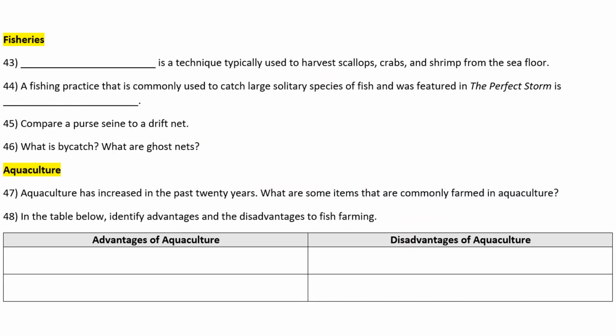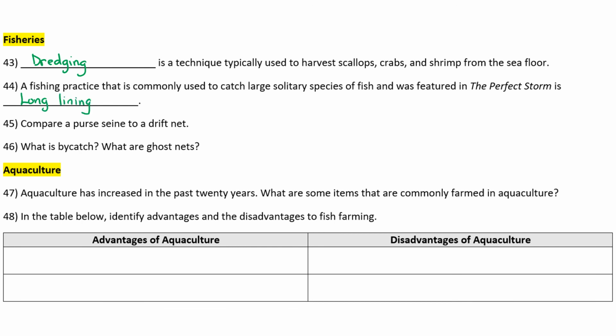43. Dredging is a technique typically used to harvest scallops, crabs, and shrimp from the sea floor. 44. A fishing practice that is commonly used to catch large solitary species of fish and was featured in The Perfect Storm is long lining.